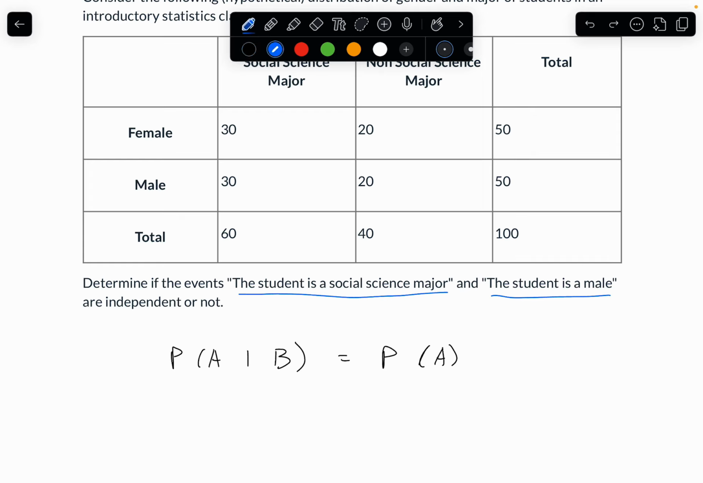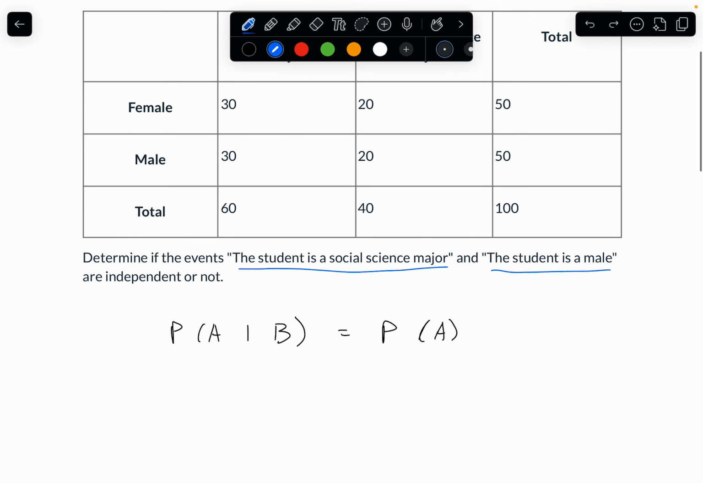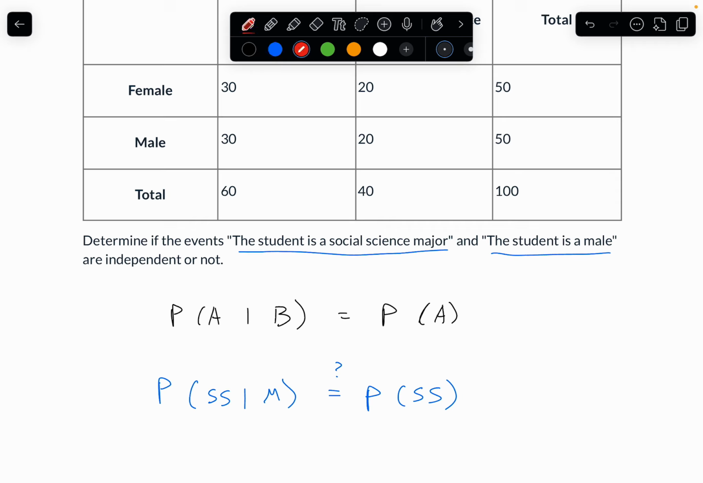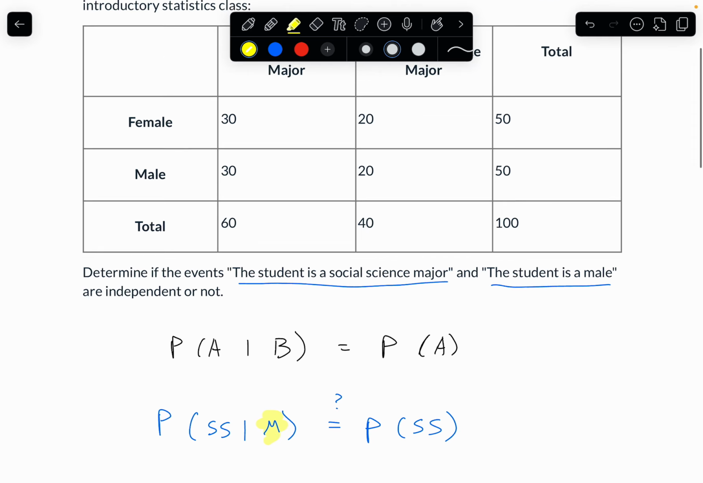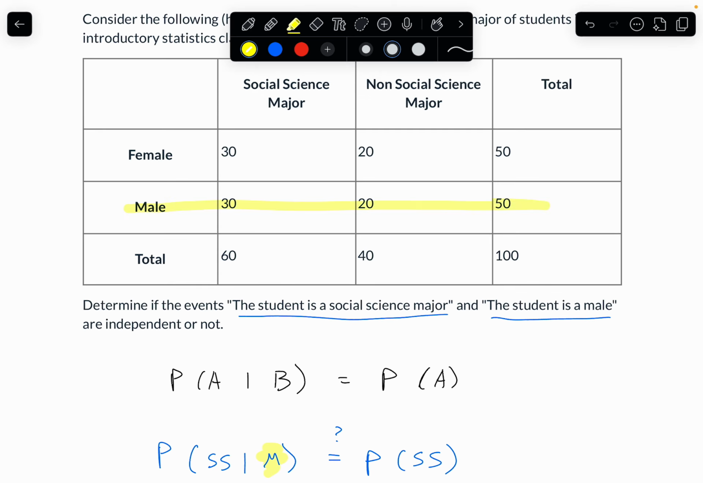So let's go ahead and have the student be a social science major. Let's have that be our event A, and the student is a male as our event B. So probability of social science major given that they are a male, is that equal to, and I'm going to put a little question mark over that, is that equal to the probability that I select a social science major? So let's start with the conditional probability on the left first. I know that I am choosing from the male group. So from the male group, that means I'm only looking at this row right here. That's the only one that matters to me.